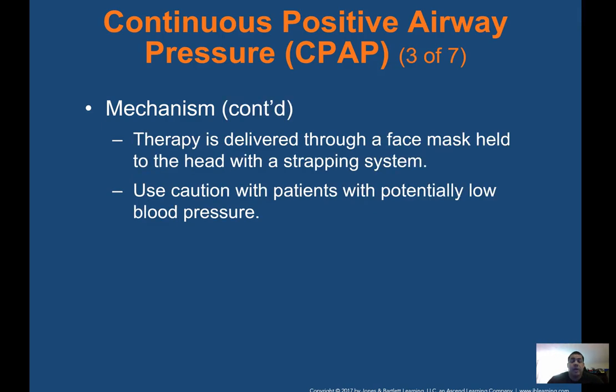Therapy is delivered through a face mask held to the head with a strapping system. Use caution with patients with potentially low blood pressure. So the contraindication for this, in this county, is a systolic of 100. If a patient has a blood pressure over 100, we could use a CPAP. If it's under 100, we have to do BVM.